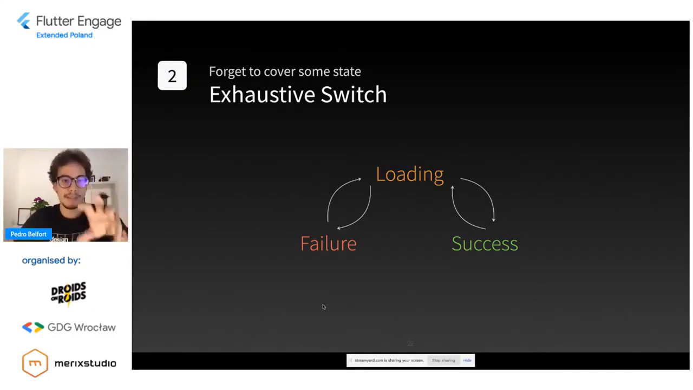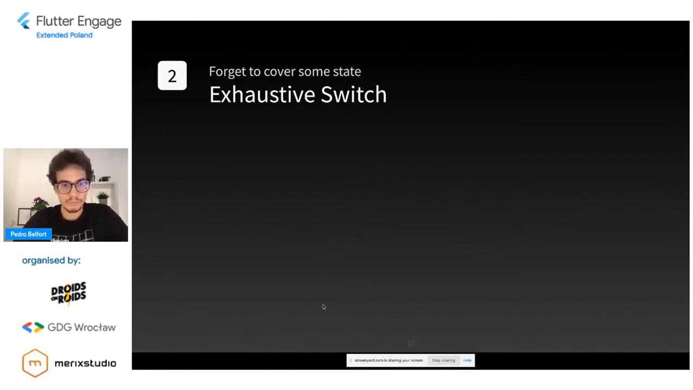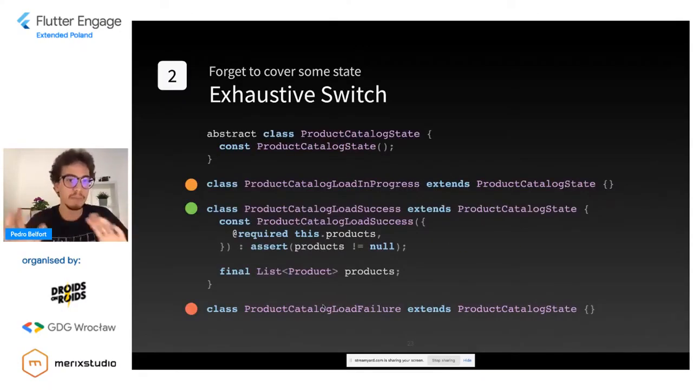Now, how would we write this with vanilla Dart and using, let's say, the Flutter bloc package? Well, we probably have something more or less along these lines, right? So we would have an abstract class, I'm going to call it product catalog state, and you would have three other classes that would extend from this base class. They would represent the possible three states of your page. I have marked them also with some colored circles on the left, just to make it easier to visualize what I'm trying to say here, okay?